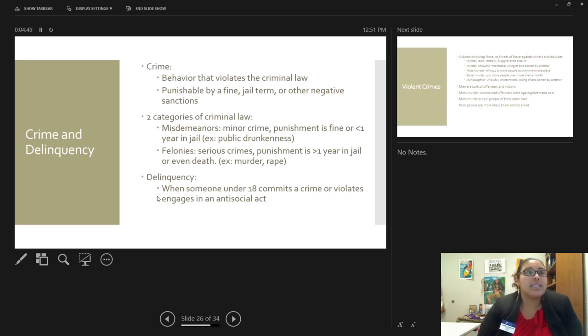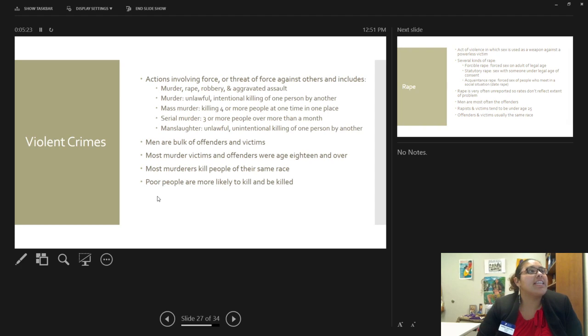And then we have delinquency, which is when someone under 18 violates a law or engages in antisocial acts. What I think was interesting about delinquency is that the laws for people under 18 are different. They have a different set of rules. So if they violate curfew, they can't go to jail, right? And someone who's out at 3 in the morning as an adult is not going to get in trouble. You're not going to go to jail for that unless you're speeding, drinking and driving, or other stuff like that. Okay.